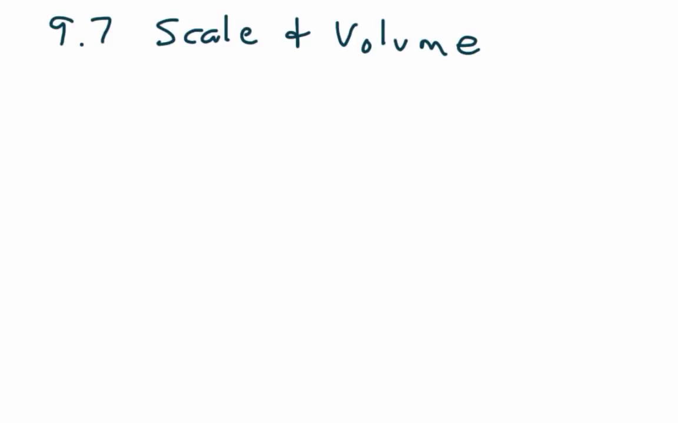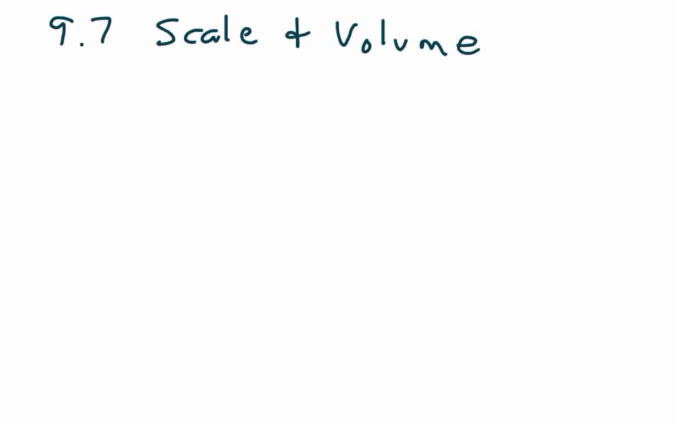So 9-7 is scale and volume. We're looking at what happens if you change the scale of something. If you make it twice as big, or three times as big, or what if you only make it bigger in one direction instead of in two or three dimensions? What happens to the volume of the object? And that's kind of the point of today's notes.